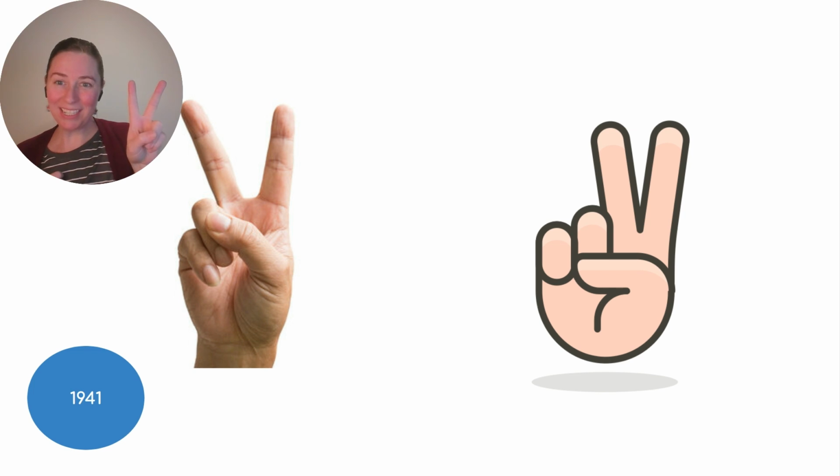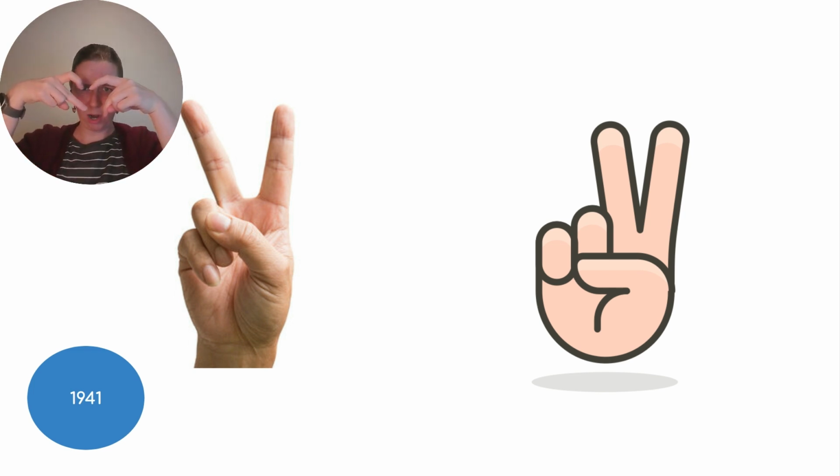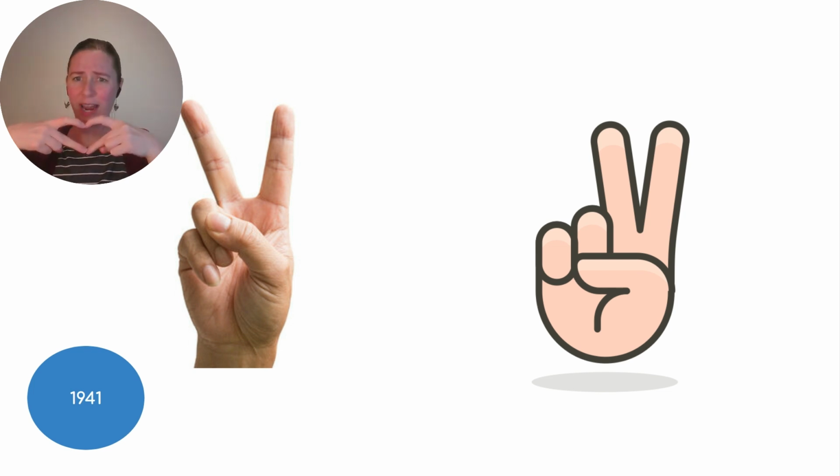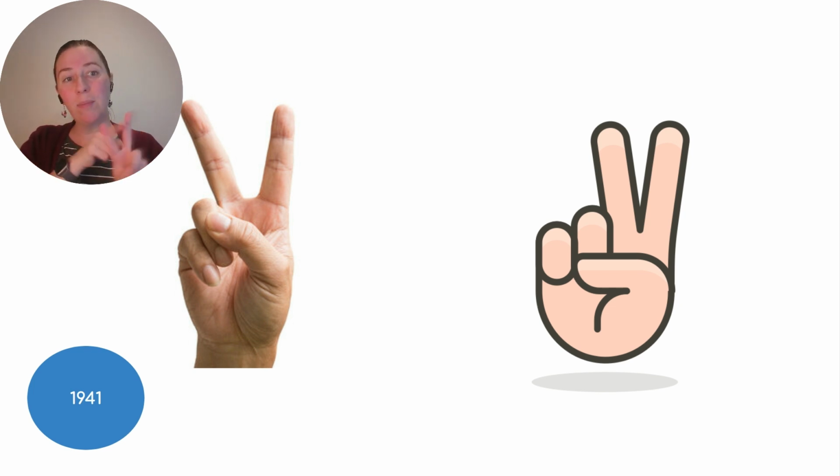This is very common. We see this all the time, and now there's the whole creating the heart out of it. I'm not very good at that, but right. So this symbol means V, the letter V for victory, and it was used very prominently in World War II. So it's easy to remember.